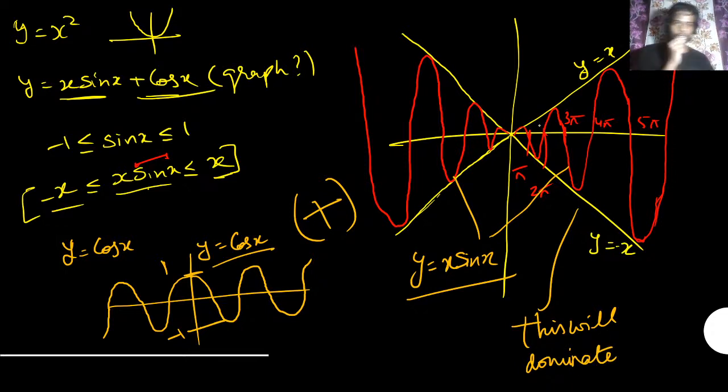Okay, dominate as in the nature will finally be like this, not like this. Understand that at x equal to 0 the value is 0 here, but at x equal to 0 the value is 1 here, so this will shift to 1. So the final graph will look something like this. At 0 the value is 1.